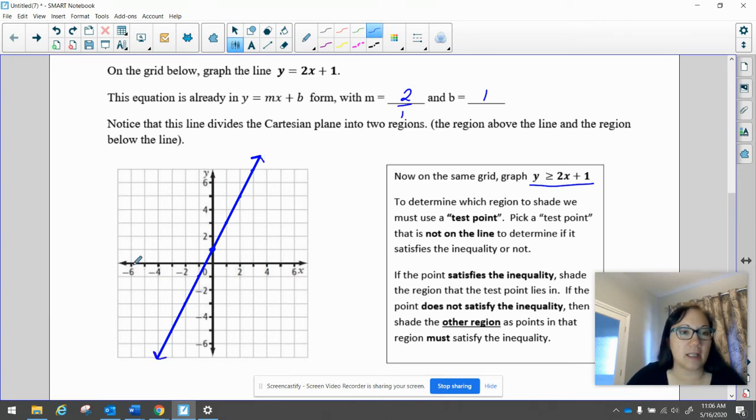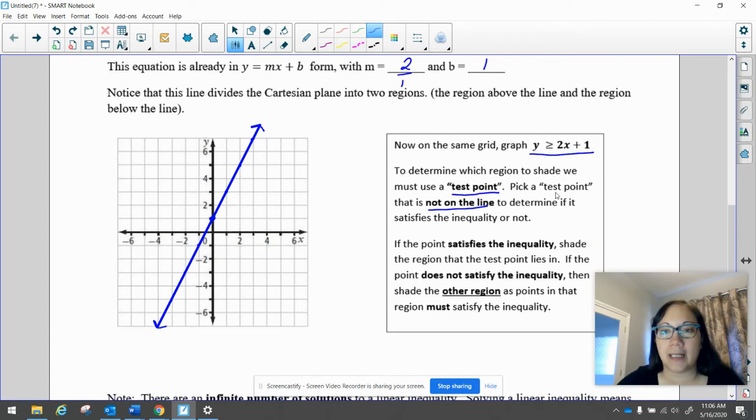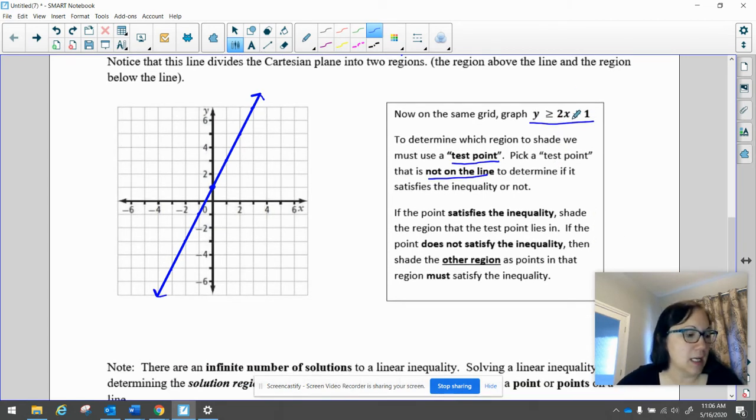So the question is, is my solution region over here or over here? So what I need to do is choose a test point, which is a point that's not on the line, and find out if it gives me a true or false statement when I plug the x and y coordinates into this. So I'm going to try to pick a test point that's convenient for me to plug in. And the best, easiest test point possible is right here, 0, 0.